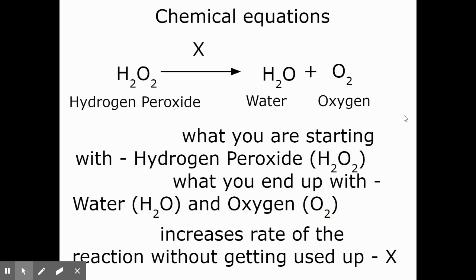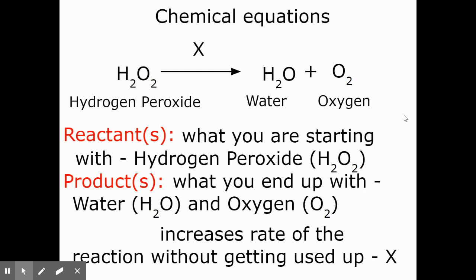And here's what those little parts mean. On the left, the hydrogen peroxide, whatever's on the left side of the arrow is a reactant or reactants. It's our starting place for the equation, for the process. Whatever you end up with on the right are your products. So in this instance, hydrogen peroxide is the reactant. Water and oxygen are the products. If you break down hydrogen peroxide, you get water and oxygen.